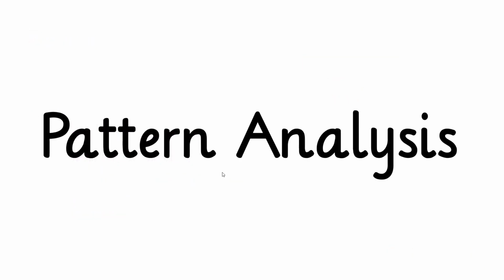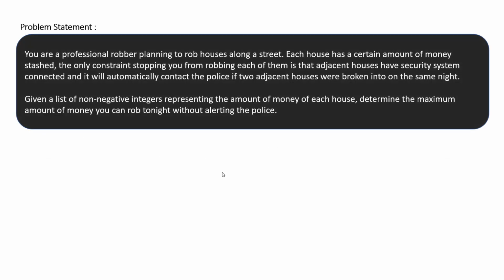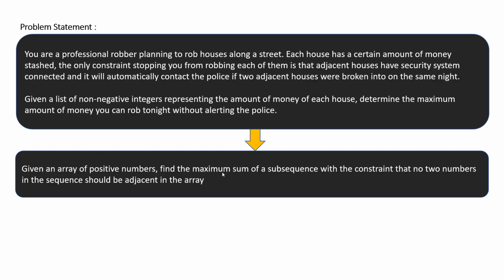So let's do the pattern analysis, guys. Now we have solved this problem in multiple ways. Now here comes the pattern analysis. So this was the problem statement, guys, which we got in the question, which is a complete story, right? But now I'll tell you the exact problem statement behind it. The exact problem statement will look something like this. Given an array of positive numbers, find the maximum sum of a subsequence with the constraint that no two numbers in the sequence should be adjacent in the array.